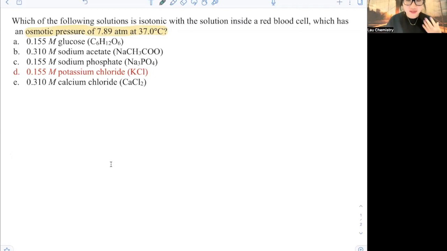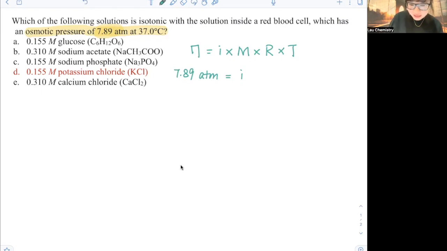Again, once osmotic pressure is mentioned, we know we have to go into the osmotic pressure equation, see what we can know from there, and then take our actions. So osmotic pressure equals i, the van't Hoff factor, times molarity times R, the gas constant, times T, temperature. From this particular question, we're searching for a certain solution. We have 7.89 atm as the pressure, equals i, the van't Hoff factor, which we need to look through our options to see how it affects our choice, times molarity.